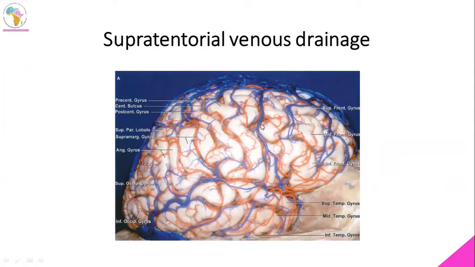We don't find veins that go deep inside the sulci. They usually run superficially over the surface, while the arteries usually enter inside the sulci and then go out and run along the configuration of the brain.